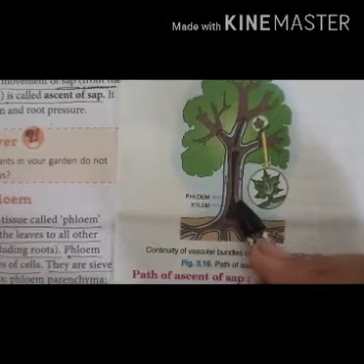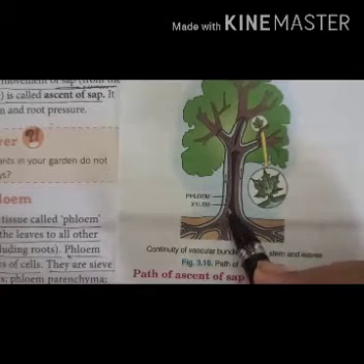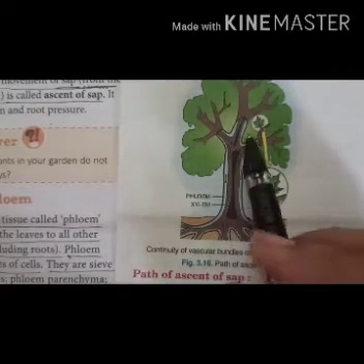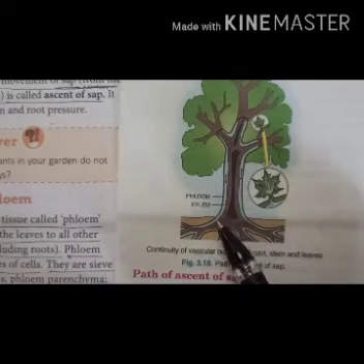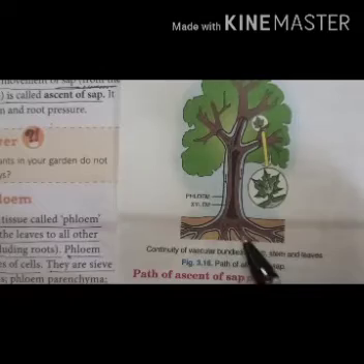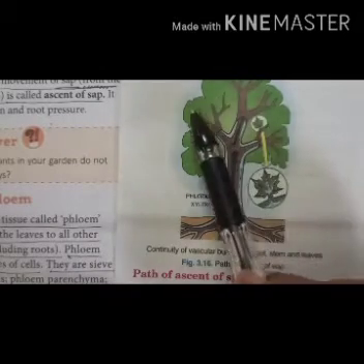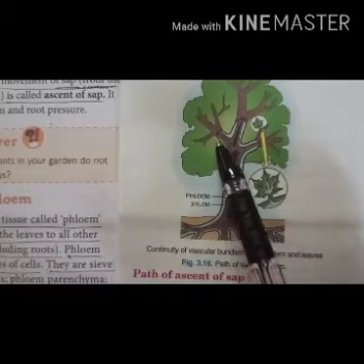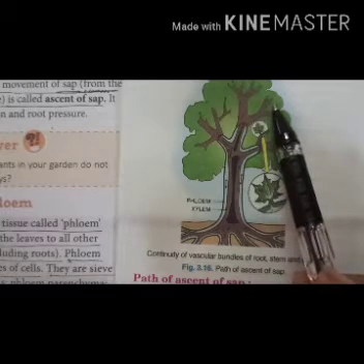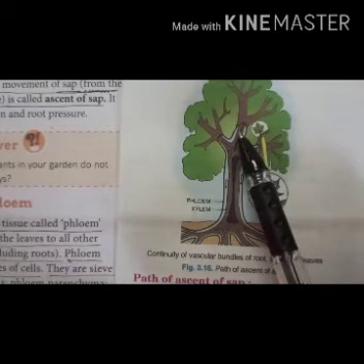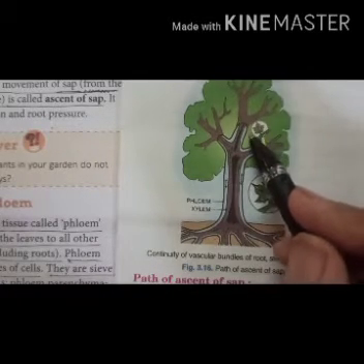This is called ascent of sap. What is ascent of sap? Upward movement of cell sap from the root to the top of the tree is called ascent of sap. In this way, the water which is absorbed by the root hairs reaches each and every cell or part of the plant. In the same way, the leaves of the plant make food, and then it is transported to different parts of the plant. It is downward movement. Transportation of food is downward movement.